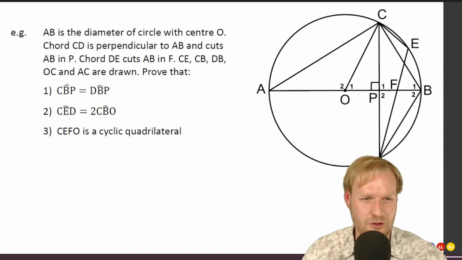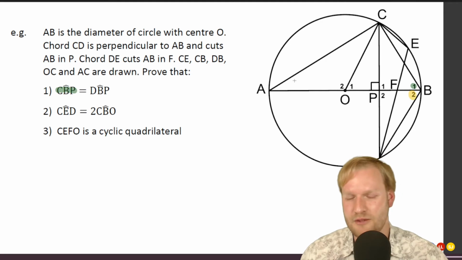So let's see what we need to prove. CBP, so B1 is equal to DBP. So those two are the same, these two over here.